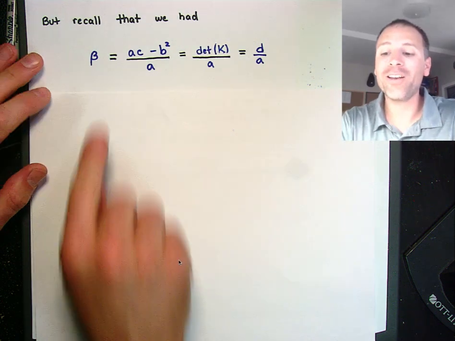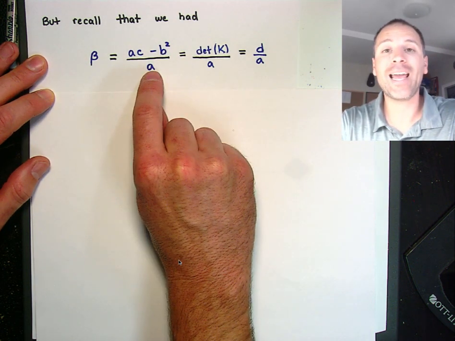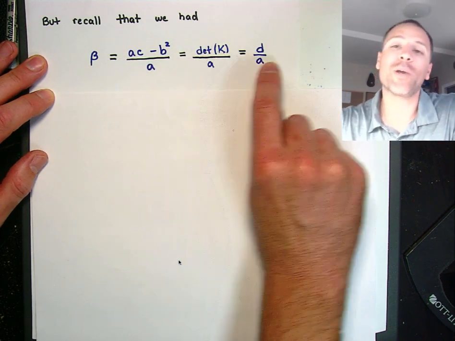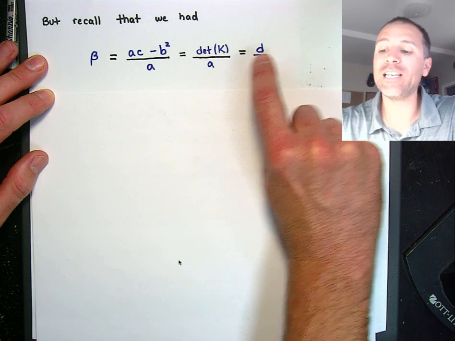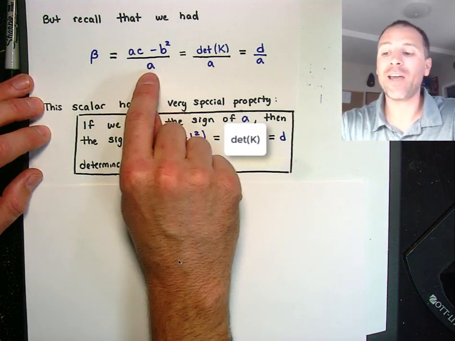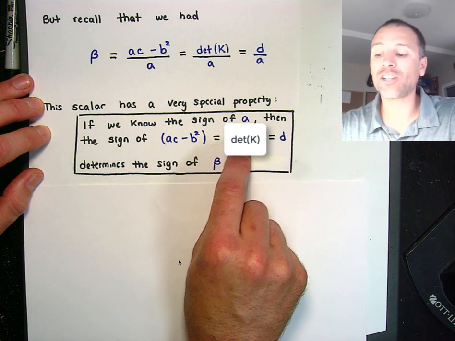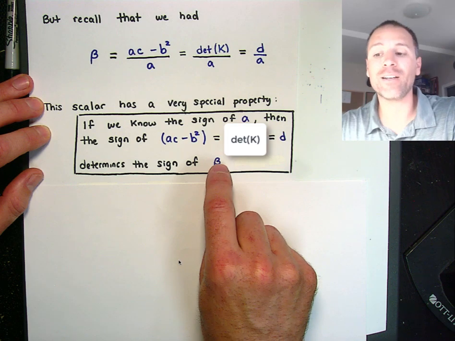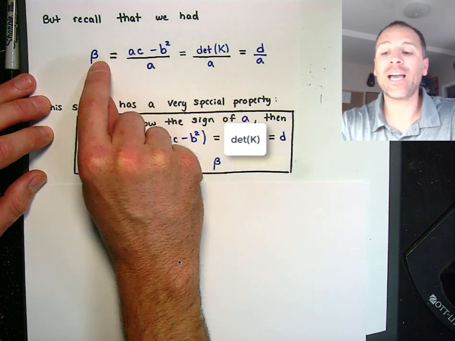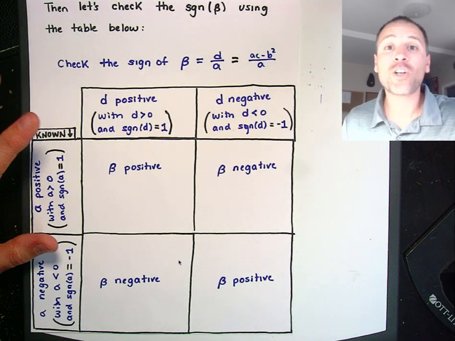However, we already noted that the scalar beta, which was (ac minus b squared) divided by a, is the determinant of our matrix K over a, or we could just call that d over a, where d represents the determinant. Here's a claim. If we know the sign of a, then the sign of the determinant actually determines the sign of beta. So if I am given the value of a, I can immediately tell what beta is going to be just by looking at the determinant itself. Let's go ahead and confirm that.